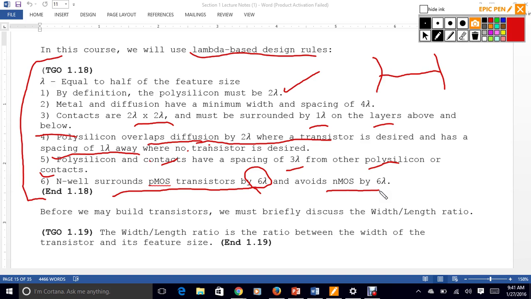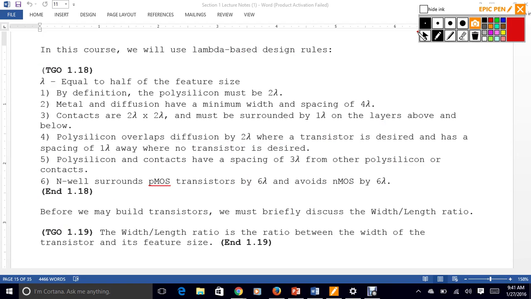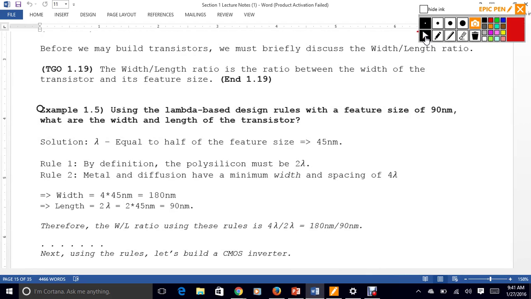And so I'm going to describe this here in a second. But before I show you this diagram, there's one other very important definition for 1.19. The width-length ratio is the ratio between the width of the transistor and its feature size. So you have the whole transistor and the width of the polysilicon. And that ratio becomes very important as you design larger and larger circuits. So that's something to keep in mind as you move on.